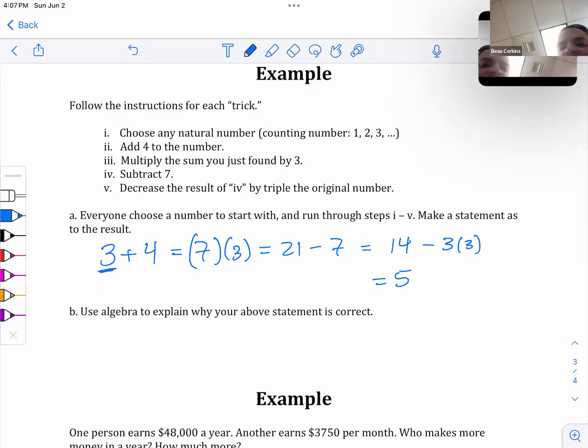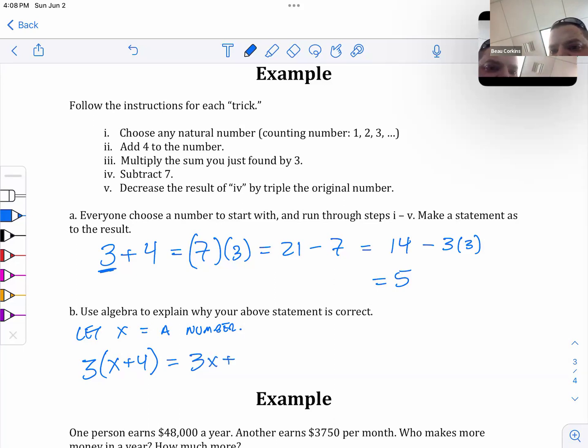And we can prove this with algebra. So if I choose any number, let x equal a number, I can show that no matter what x is, you always end up with 5. All right, so add 4 to the number. That becomes x plus 4. Multiply the sum you just found by 3. And let's PEMDAS that, rainbow that in.